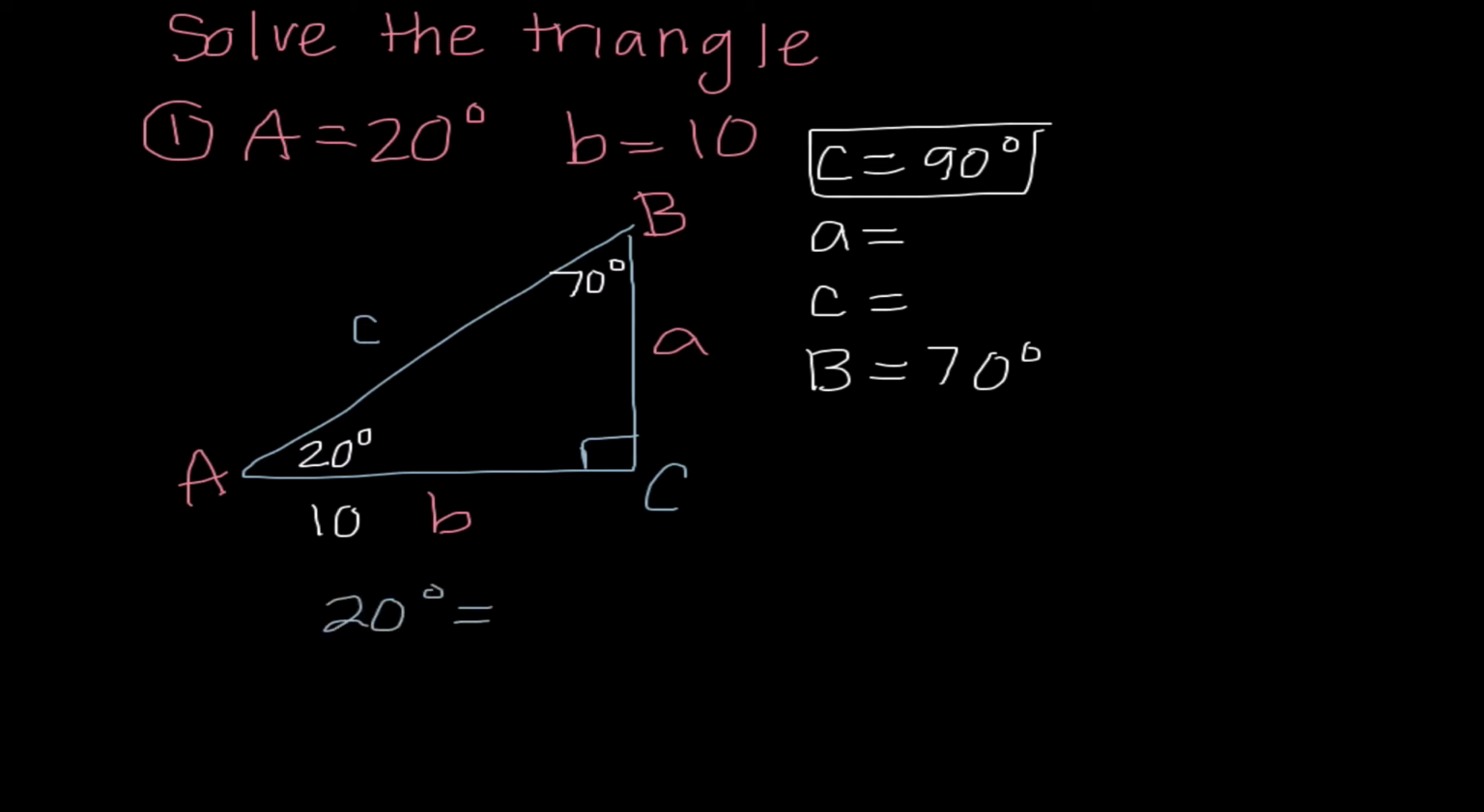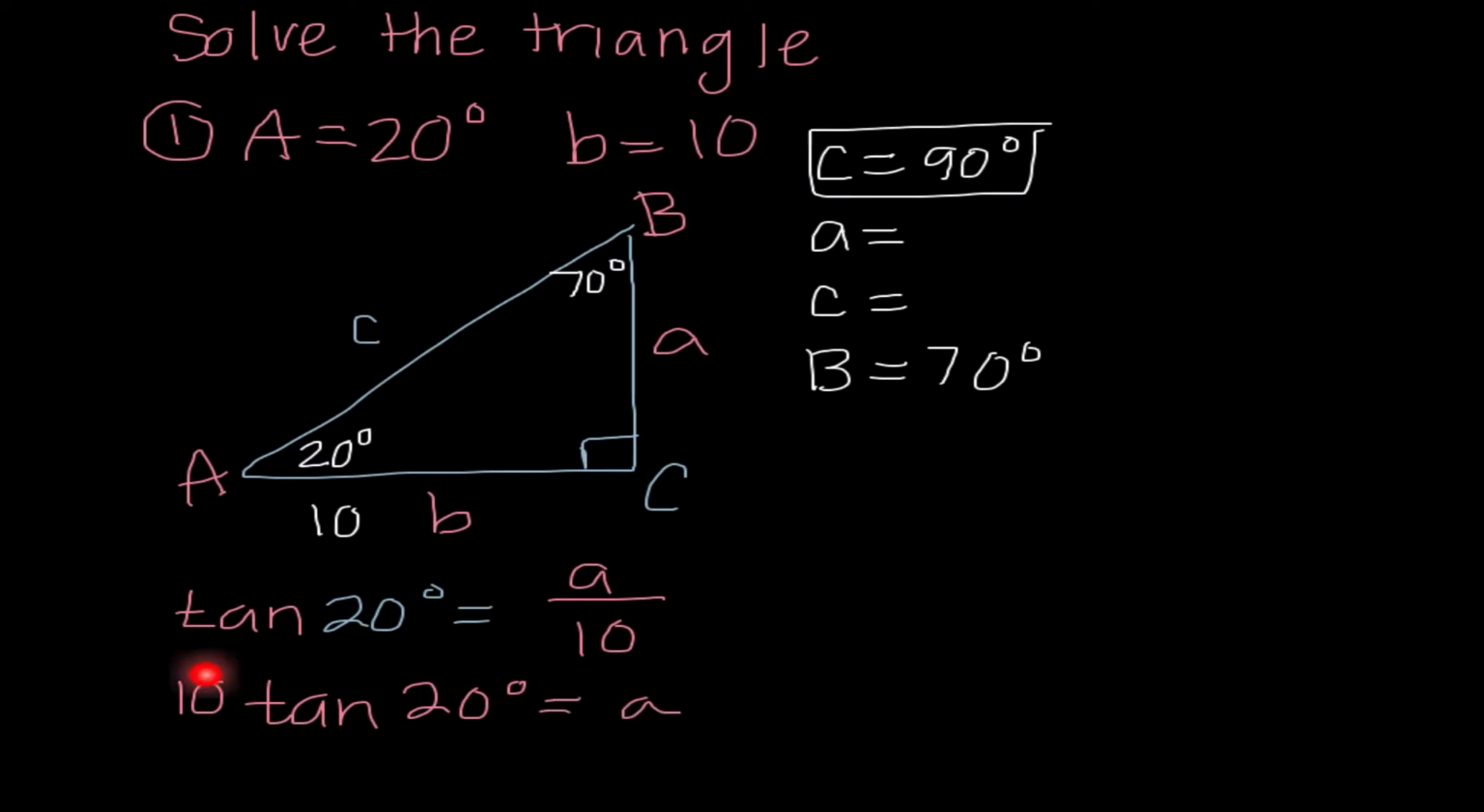And I noticed here that if I'm trying to find side A, that would be the opposite side. And side B is what we're given, and that is the adjacent side. And I remember that tangent deals with opposite and adjacent. So I'm going to say tan of 20 degrees equals A over 10. So in order to get A all by itself, I'm going to multiply both sides by 10.